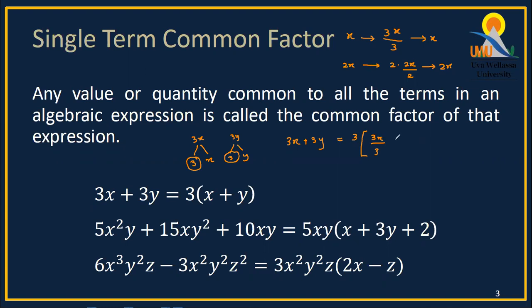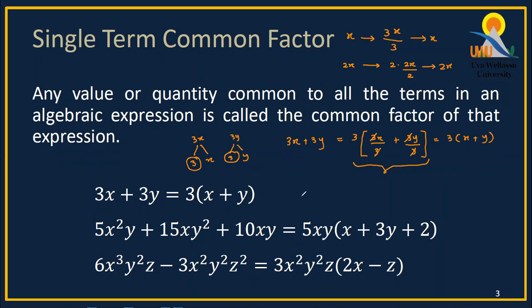Then here also we can follow the same thing. It is 3 times y divided by 3, because this is the additional term that we have multiplied to each and every term. Therefore, we have to divide it by 3 also. Now you can see that 3 and 3 cancel out. Here also 3 and 3 cancel out. Then what we are having here is 3, and x plus y is the remaining. Once you practice it, there is no need to show this calculation.